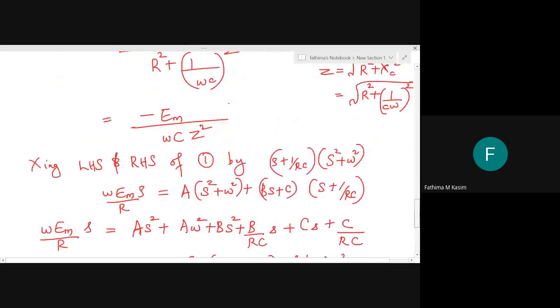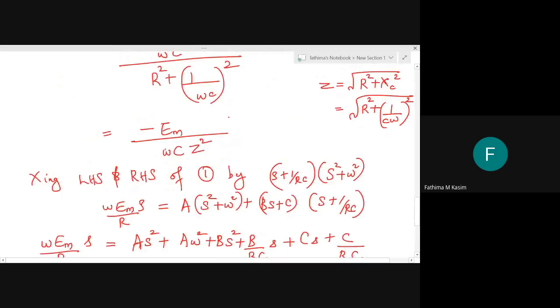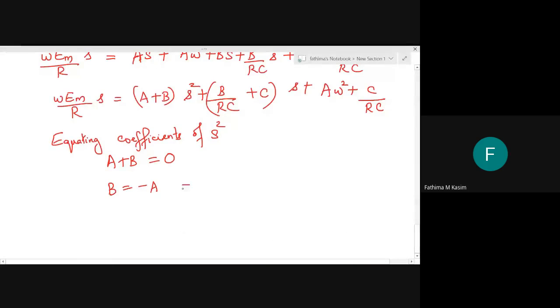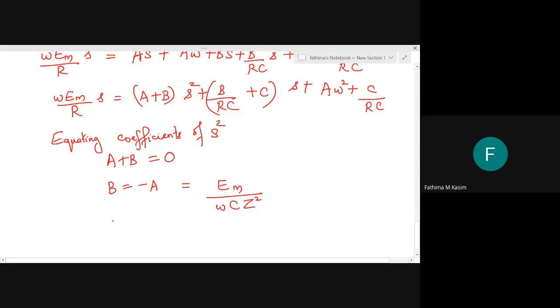So we have got the value of A. A is minus EM by omega C Z square. So B is minus of minus, so it is EM by omega C Z square. So B is minus A, that is equal to EM divided by omega C Z square. So we have got B. Now we have to find C.